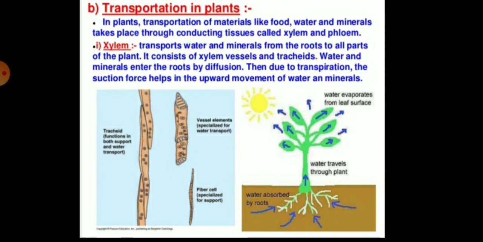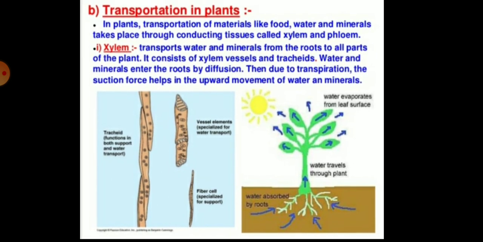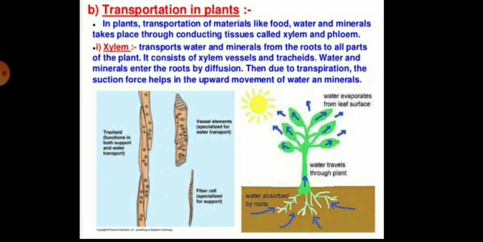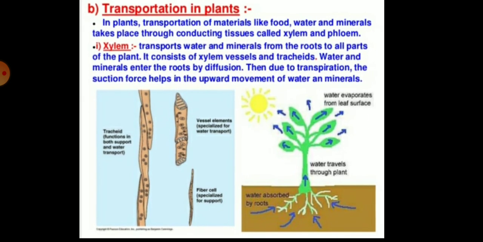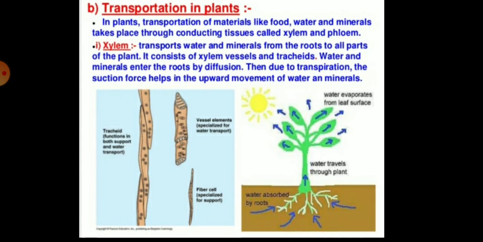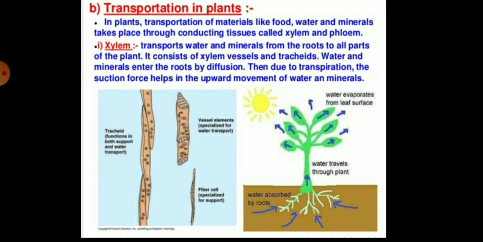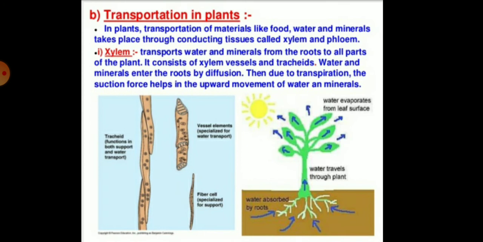So, what do you mean by transpiration? Transpiration is a process through which, on the surface of the leaves, water is evaporated in the form of water vapors. This is the transpiration process.